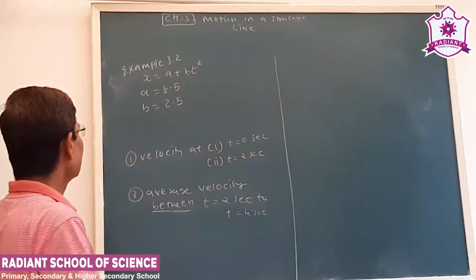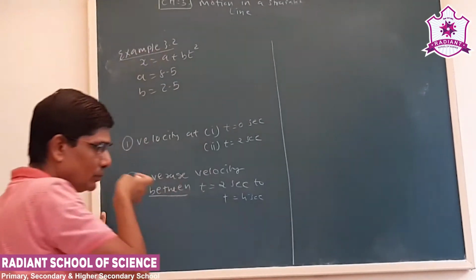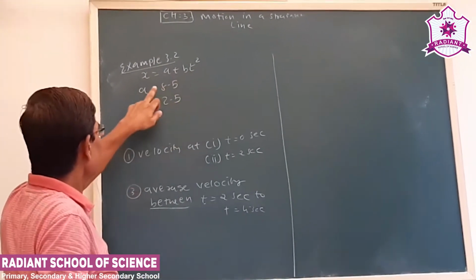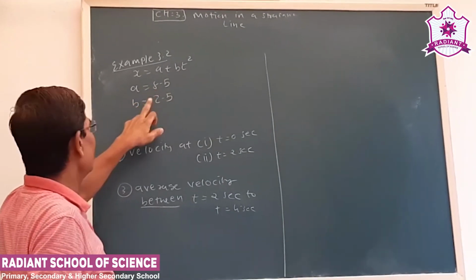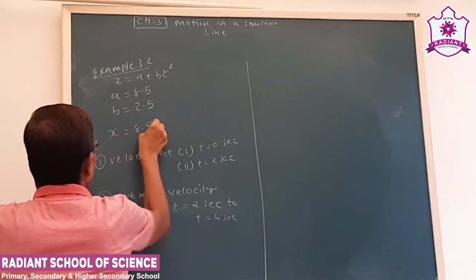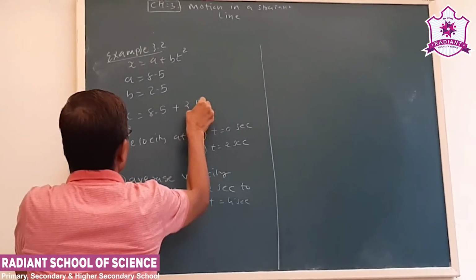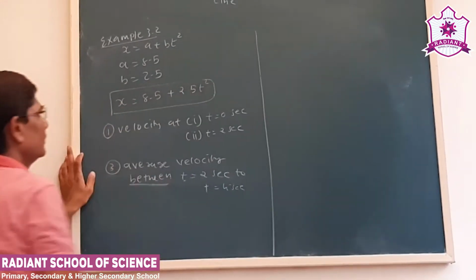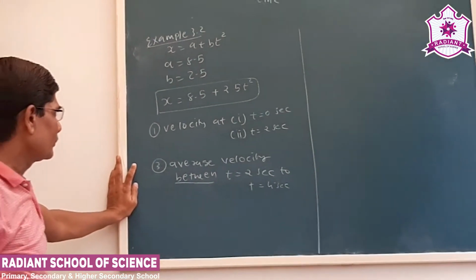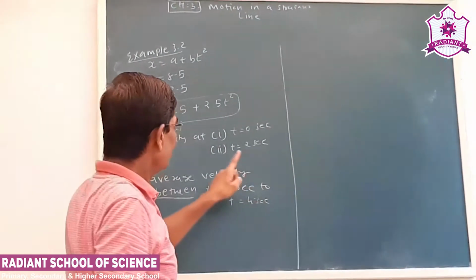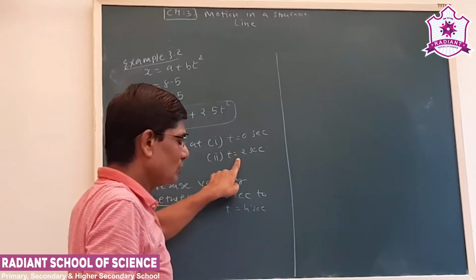Now see, next is our example number 3.2 of the textbook. x is given as a plus bt square. a value is 8.5 and b is 2.5. So by this we can write x is 8.5 plus 2.5 t square. Okay. Now see, what is our question? Find out velocity at t is equal to 0 second, and velocity at t is equal to 2 seconds.